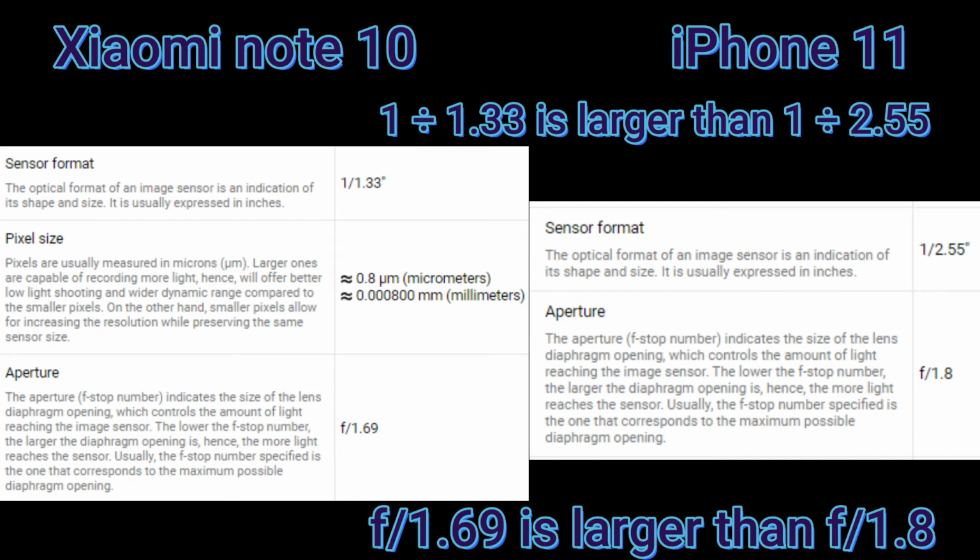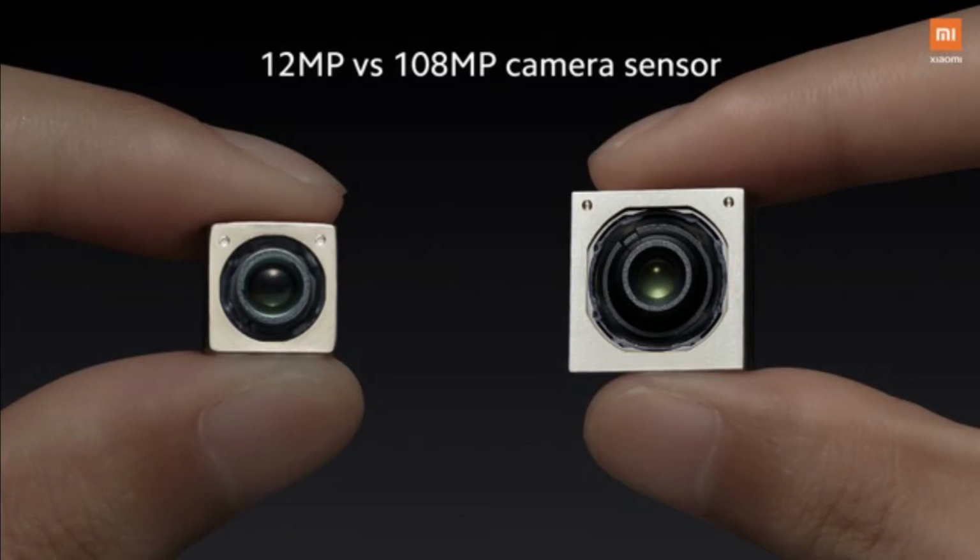If you compare the sensor and aperture size of Xiaomi Note 10 with those of iPhone 11, you will find that sensor size and aperture size of the Xiaomi Note 10 is more, but still its camera performs not as good as iPhone 11. This is because of the 108 megapixel camera in Xiaomi Note 10 and 12 megapixel camera in iPhone 11. In this example, more megapixels actually worsen the picture quality.